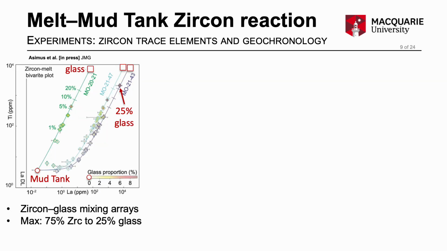On a log-log graph, the trace element data from the 3 experiments form distinct mixing arrays between the unmodified Mud Tank zircon at low titanium and low lanthanum concentrations, and the glass composition in each experiment at high titanium and high lanthanum concentrations. The mixing arrays allow us to estimate the proportion of glass inclusions in each ablation volume, which are mostly less than 5 to 10%, but note that the highest analysis contains 25% glass.